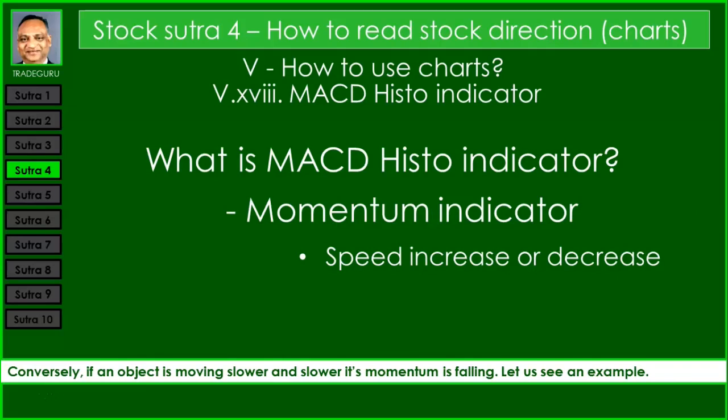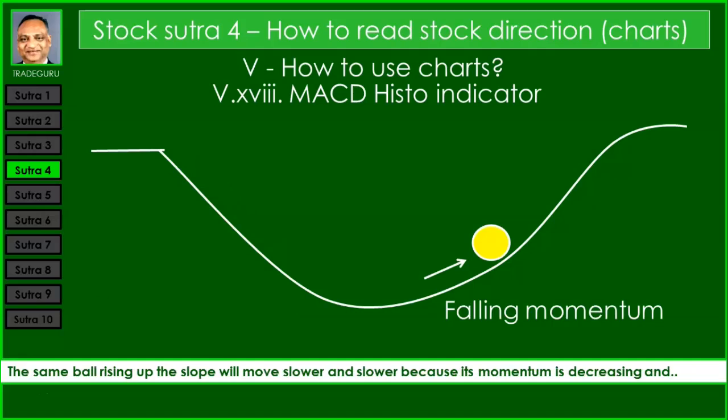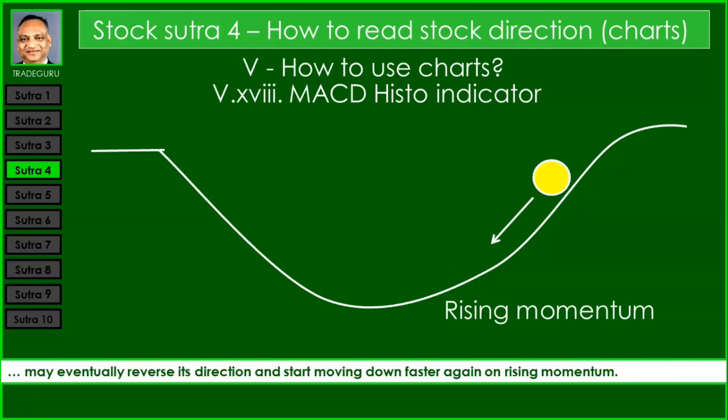Conversely, if an object is moving slower and slower, its momentum is falling. Let us see an example. This ball moving down a slope will move faster and faster down because its down momentum is increasing. The same ball rising up the slope will move slower and slower because its momentum is decreasing, and may eventually reverse its direction and start moving down faster again on rising momentum.